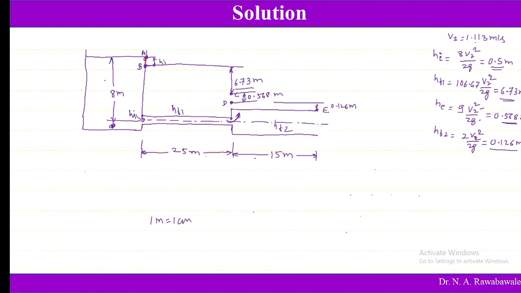Now we have to join these points to get this total energy line. So we join point A to B, then point B to C, then vertically downward, then from point D to E. So this red line is known as the total energy line. So very first we mark point A, then from point A we mark point B, then from point B we mark point C, then point D, and then point E. So this point E we have marked. Now this is the total energy line.